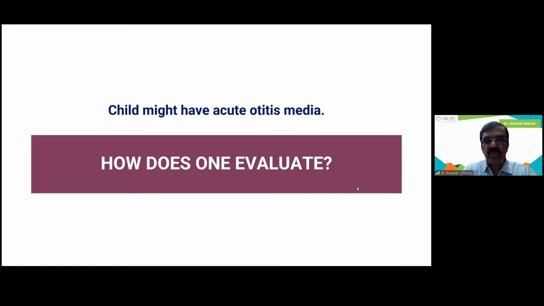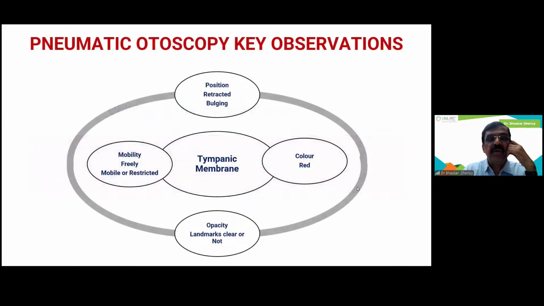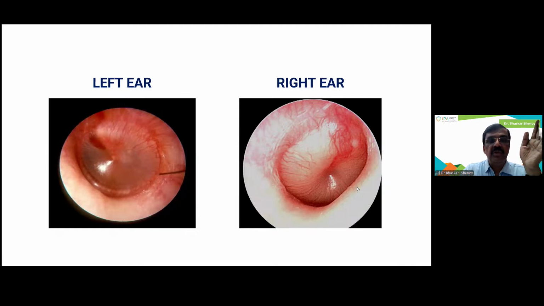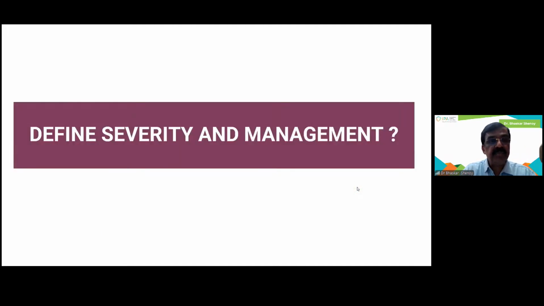So next child, 1 year 3 months, fever of 2 days, rhinorrhea, excessive crying for 4 hours. And you know it is acute otitis media. How should I evaluate? So you should have an otoscope in your clinic. You should have a pneumatic otoscope if possible. And you try to look at the tympanic membrane, the mobility, the position, the color, the opacity and the landmarks. If you look at these things, you know the one in the left ear is congested, and you have acute otitis media.